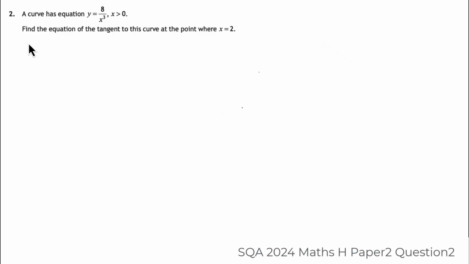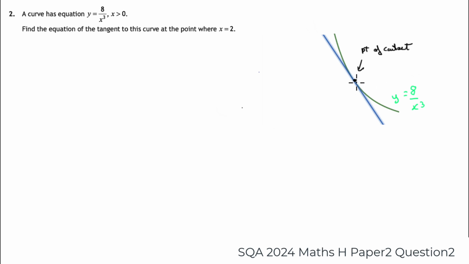So here's question 2. We've got a curve with this as its equation. And we're asked to find the equation of the tangent to this curve at the point where x equals 2. So there's a curve, and we know its equation is y equals 8 over x cubed. And then a tangent is meeting that curve at this particular point. Tangents meet curves at one point, this being called the point of contact.